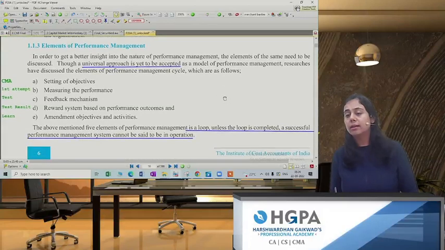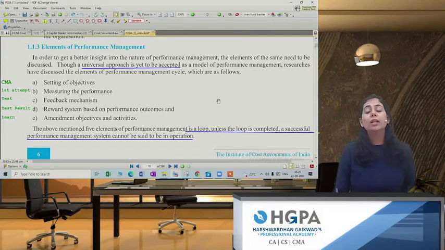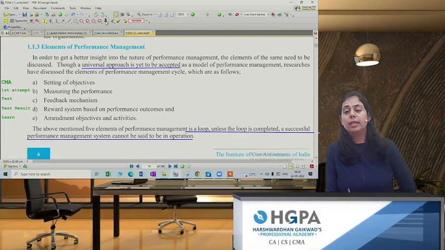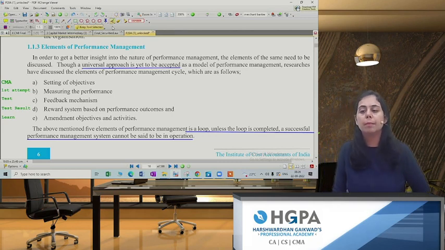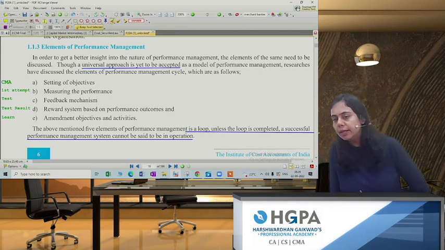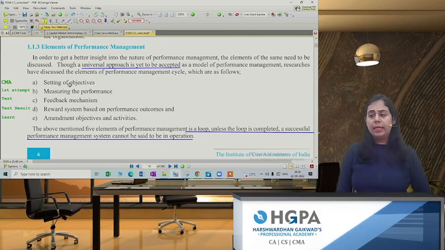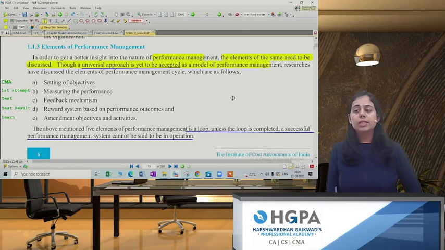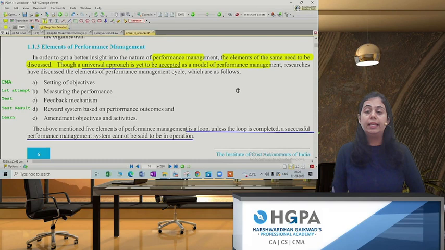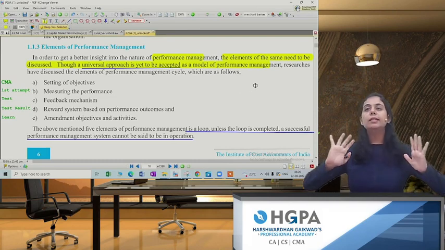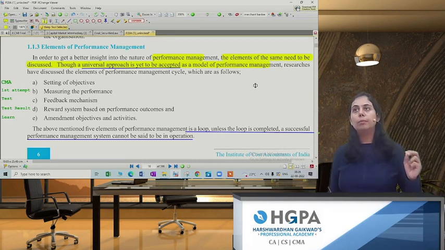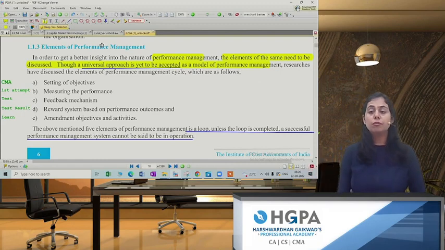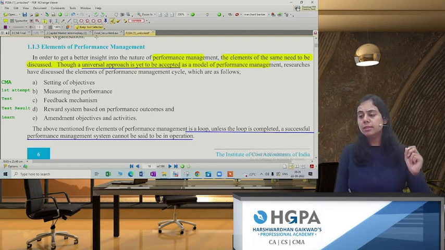And how can a company do this? What are the different elements in performance management? Okay, let's read the introduction here. In order to get insight into performance management, the elements of it need to be understood. Though a universal approach is yet to be accepted, these are some of the most important elements if you are doing performance management.